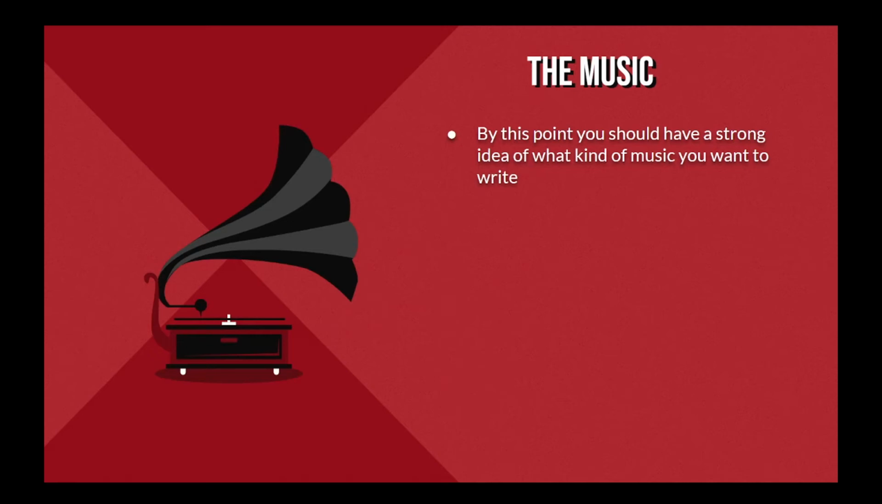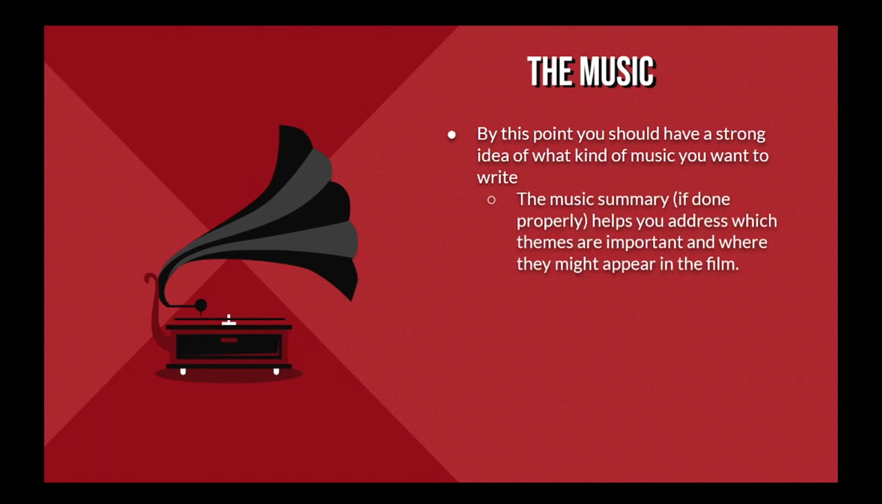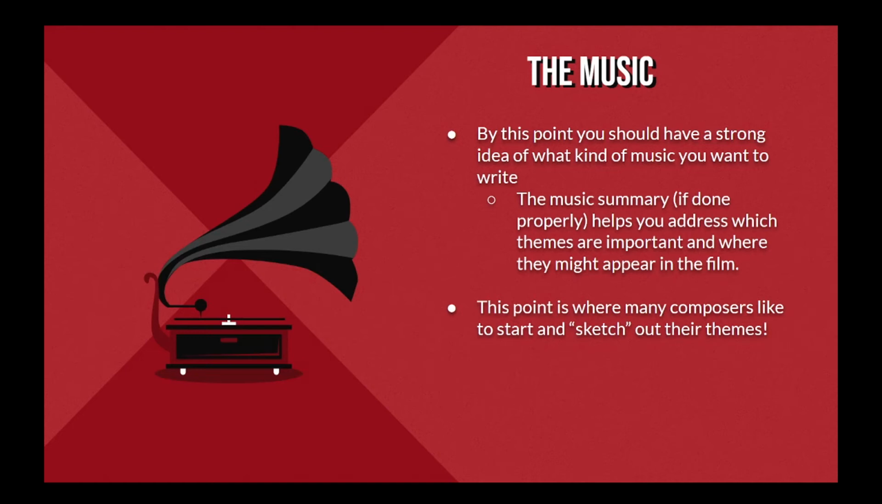So, by this point in the process, you should have a strong idea of what kind of music you'll be writing for the project. The work you put into creating your music summary should, hopefully, include details on which important themes you need to write, and where they'll be used throughout the film. It's at this point where many composers like to take a break from analyzing the movie and actually start to write out some of the basic musical ideas.